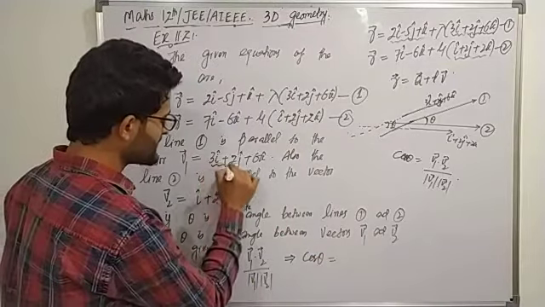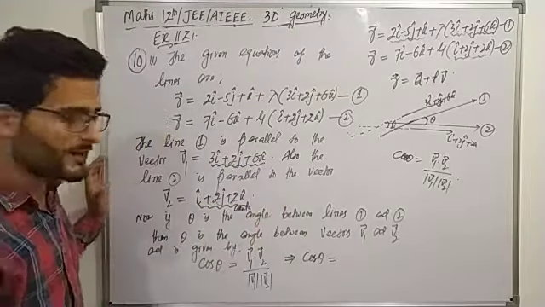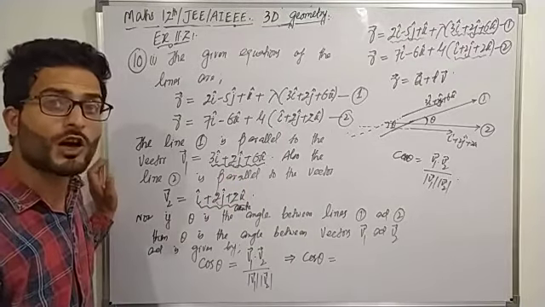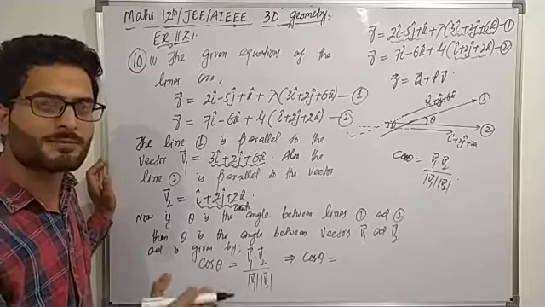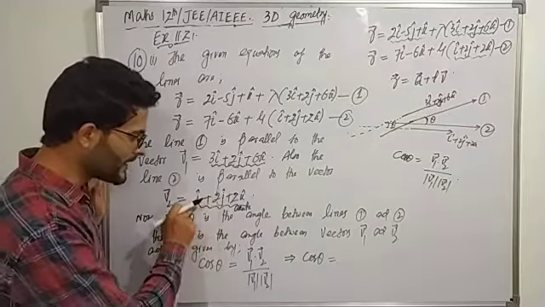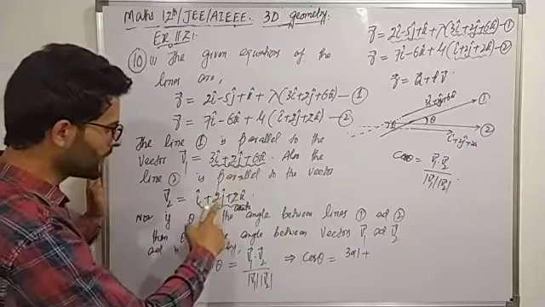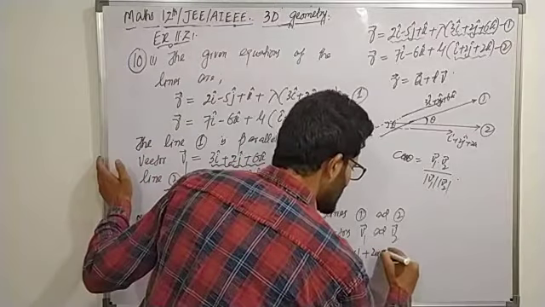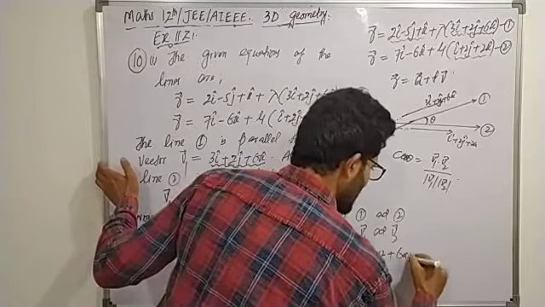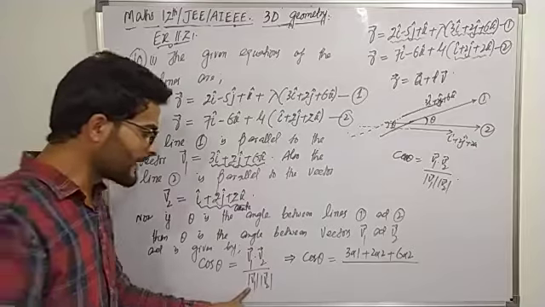v1 is a vector expressed in terms of the components, v2 is a vector again expressed in terms of components. When two vectors are expressed in terms of their components, then what is their dot product? Sum of products of their corresponding rectangular components. And 3 into 1 plus, yes, 2 into 2, so 2 into 2 plus 6 into 2, sum of products of their corresponding rectangular components divided by magnitude of vector v1.